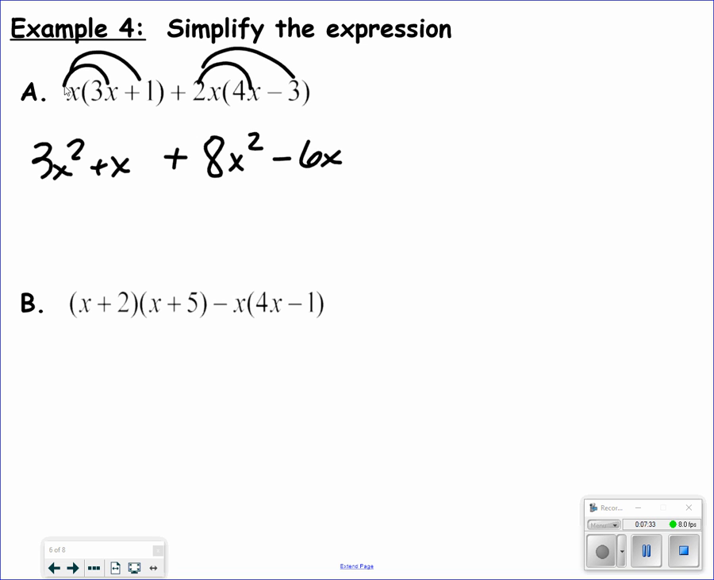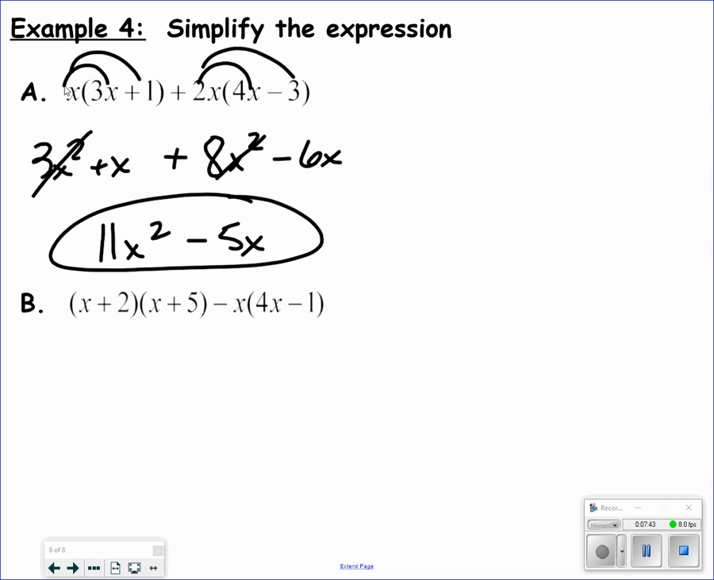And then again, I'm looking for like stuff. So 3x squared and 8x squared make 11x squared. So those two are alike. And x minus 6x makes negative 5x. So not only are they asking me to distribute, but then they're also asking me to add like terms.